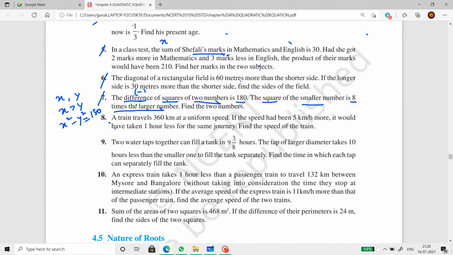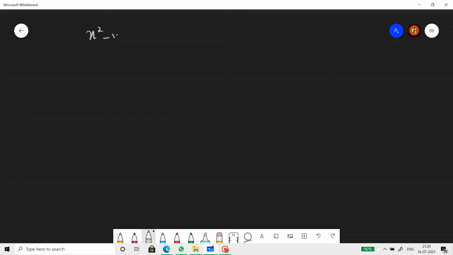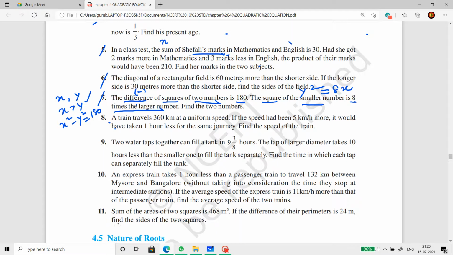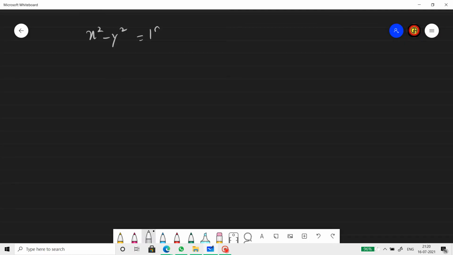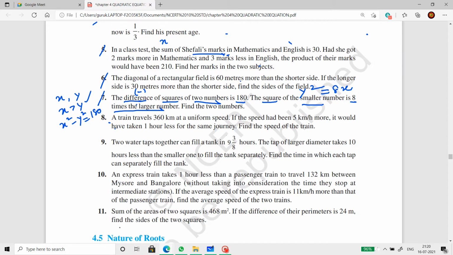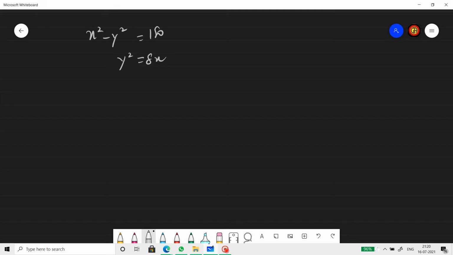Then in this case, square of the smaller number. What is the smaller number? y. So that means y square is 8 times the larger. So y square equal to 8 times x. So x square minus y square equals to 180 and y square equals to 8x. The assumptions are x and y are two numbers such that x is greater than y. Question number 7.